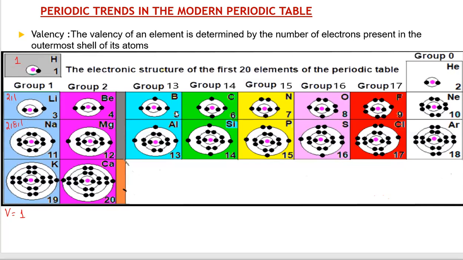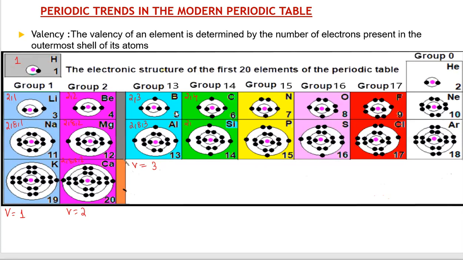Next, group 2. Beryllium, atomic number 4, 2, 2. Magnesium 2, 8, 2. Calcium 2, 8, 8, 2. The number of electrons in the outermost shell is 2, so the valency is 2. Now boron, atomic number 5, so the electronic configuration is 2, 3. Aluminium 13, 2, 8, 3. Valency is 3. Now carbon, atomic number 6, 2, 4.